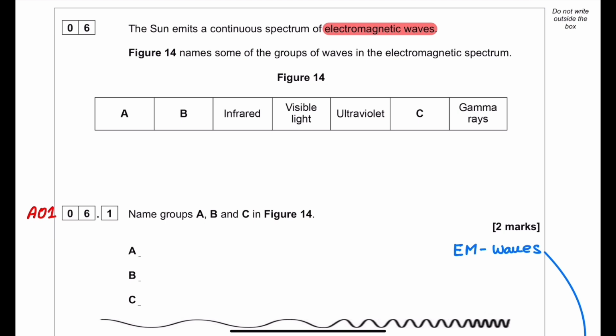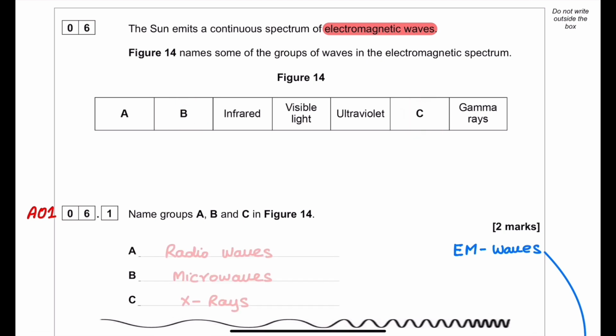We know that in the electromagnetic spectrum, we have the radio waves, microwaves, infrared radiation, ultraviolet radiation, gamma radiation, X-rays, and visible light. Out of the 7 electromagnetic radiations, we have only 4: infrared, visible light, ultraviolet, and gamma rays. The electromagnetic spectrum starts from radio waves and ends at gamma rays. So A is radio waves, B is microwaves, C is X-rays.